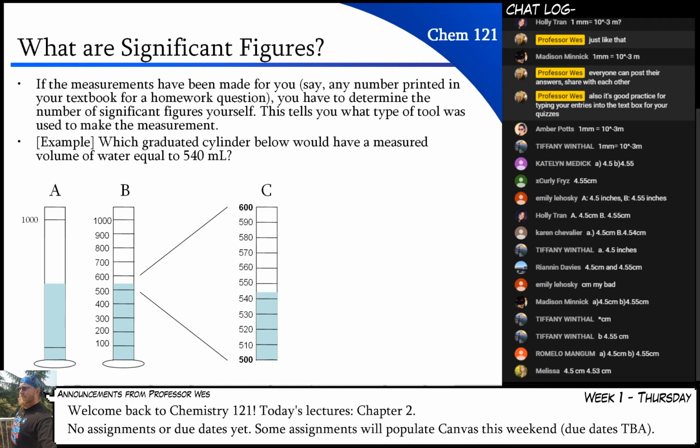For instance, here are 3 graduated cylinders, but only one of these will allow me to measure a value of 540. What are the values of the quantity of water that you should write down for each of these 3 graduated cylinders, noting that graduated cylinder C is just zoomed in really close? So what I want you to do is try and estimate these 3 measurements and pick which cylinder would be the one that gives you 540. So I'll give you 2 minutes to do that, and we'll go over the answers in a second.